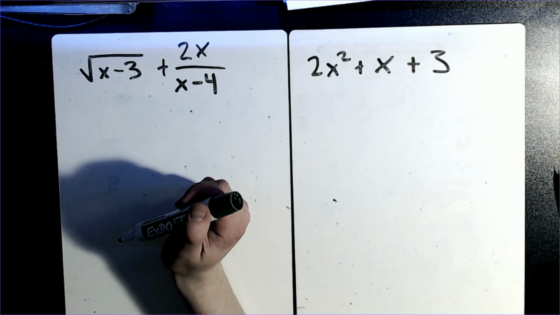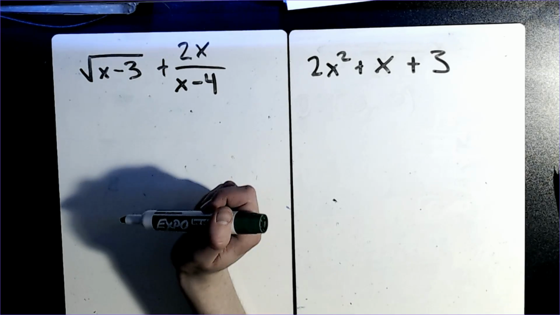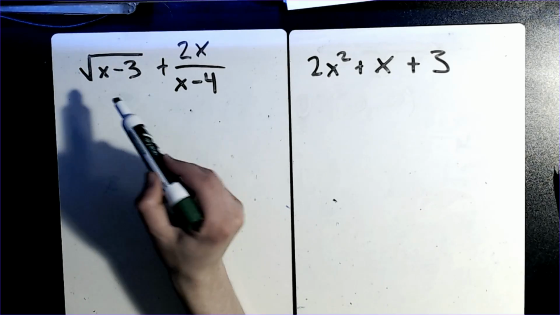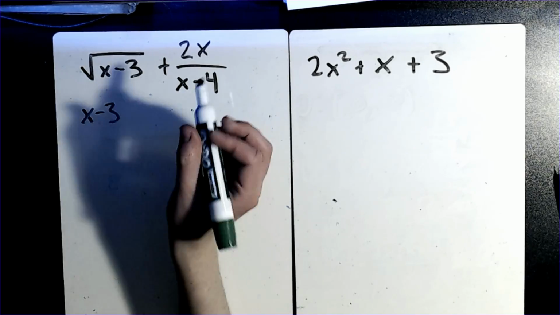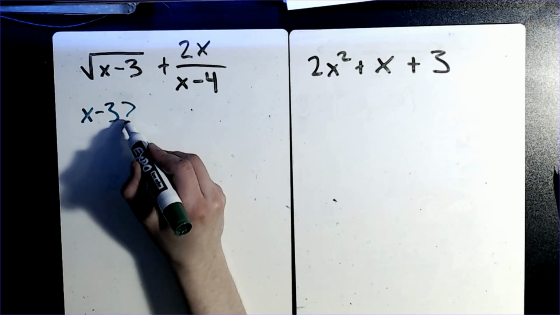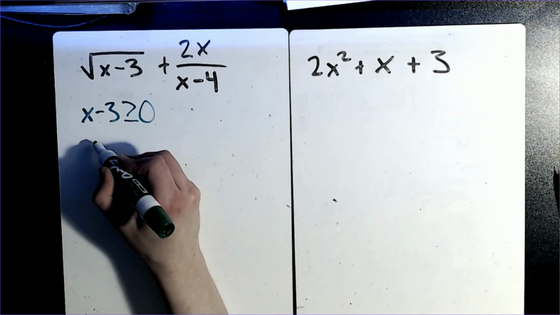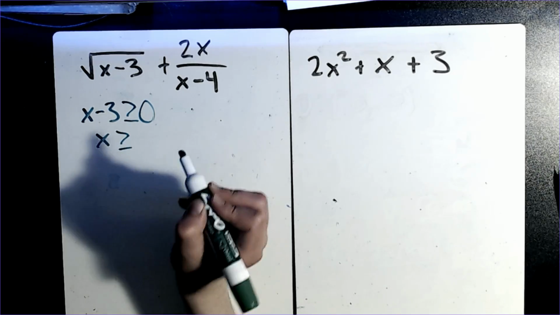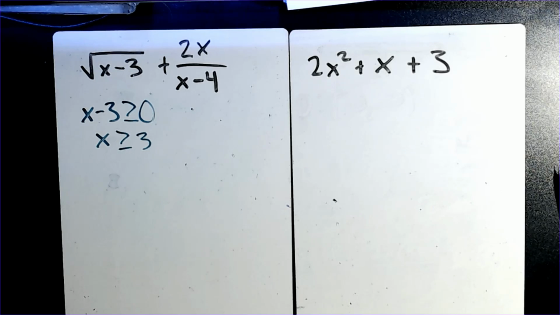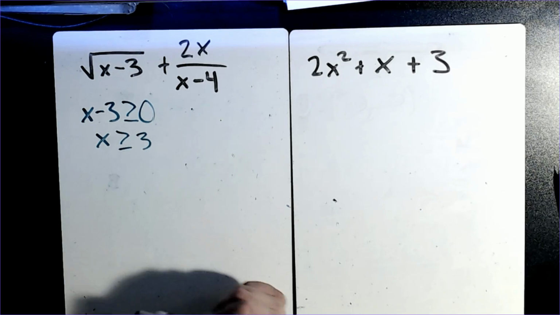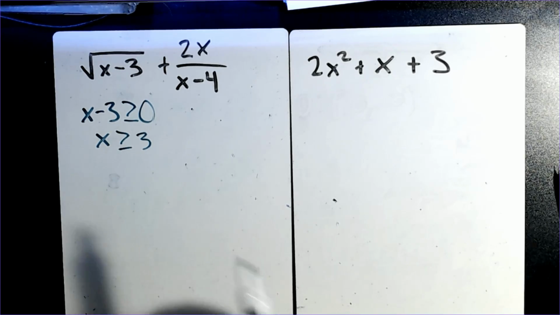So let's start by looking at the square root that's in the front. Is there anything that could break that square root? Well, we can't take a square root of a negative number, so we have to be careful of that. We need x minus 3, the thing inside the square root, to be greater than or equal to 0. So in other words, we need x to be bigger than or equal to 3, right? I could add 3 on both sides and get x alone, so x is greater than or equal to 3.